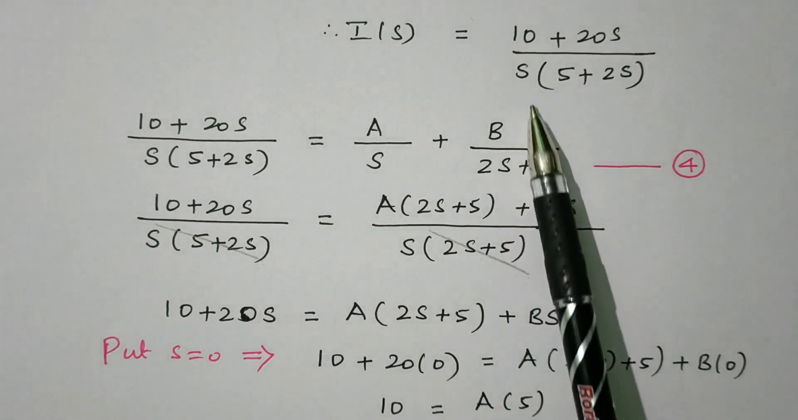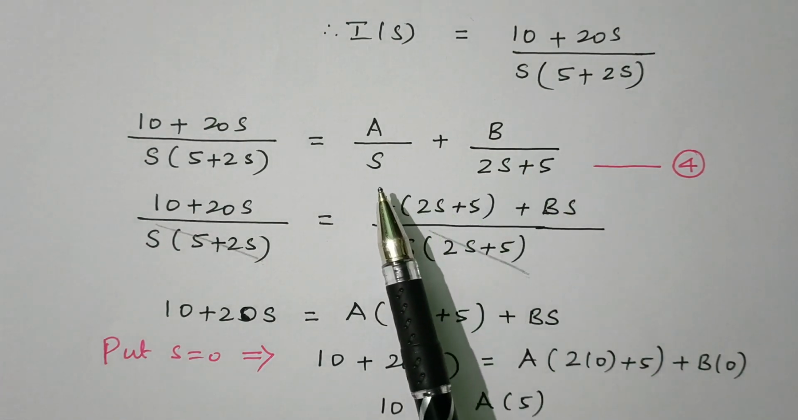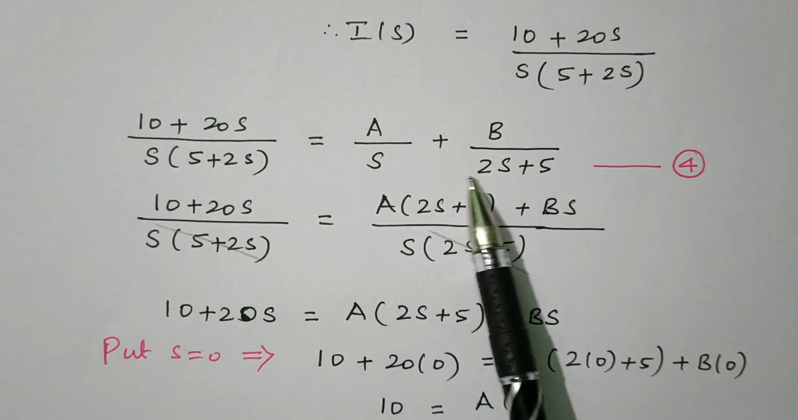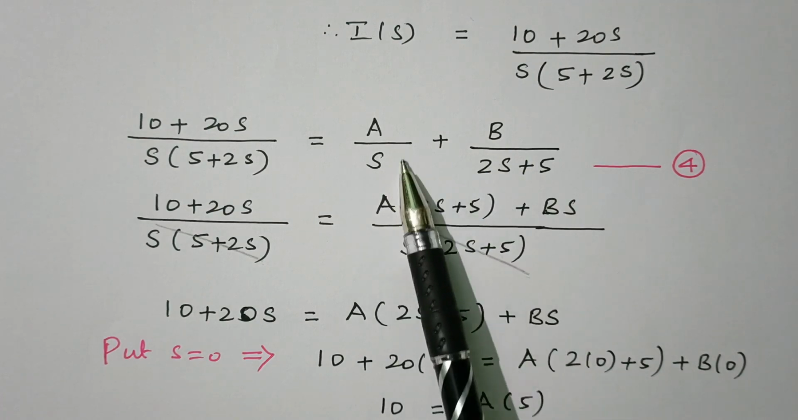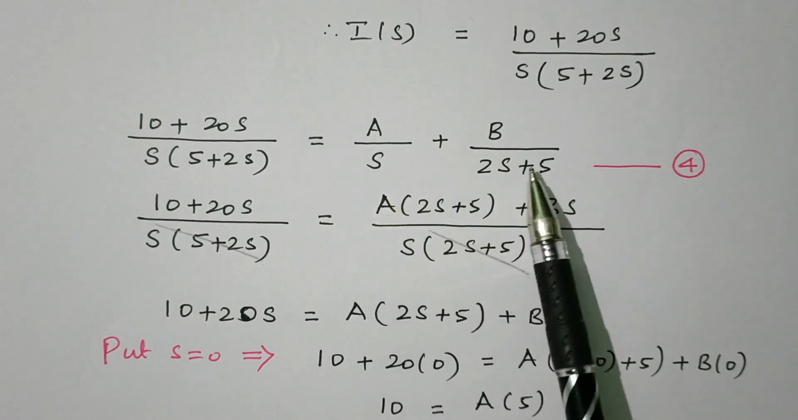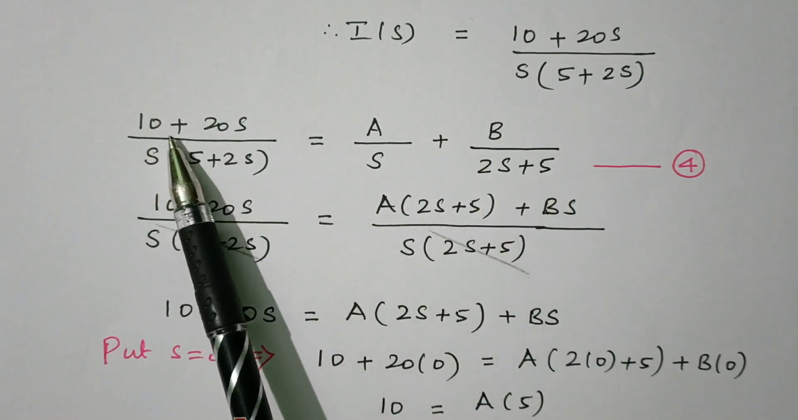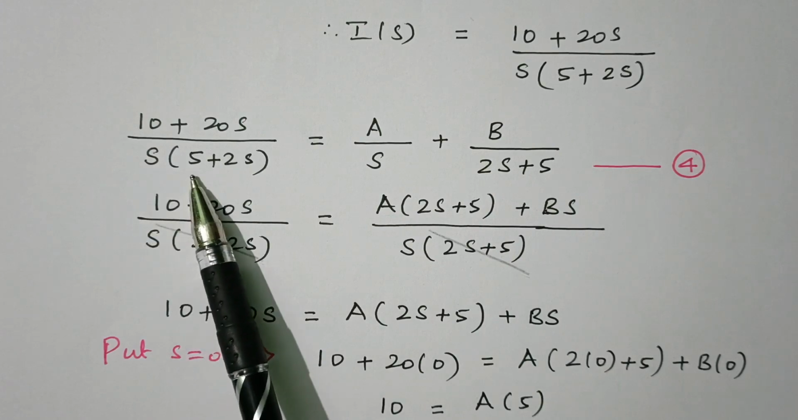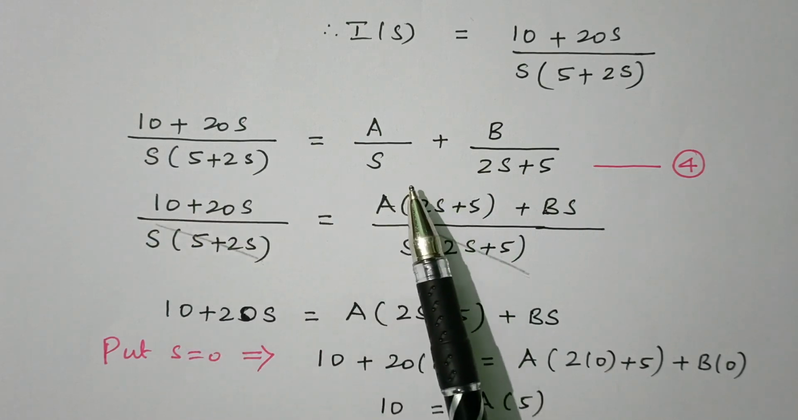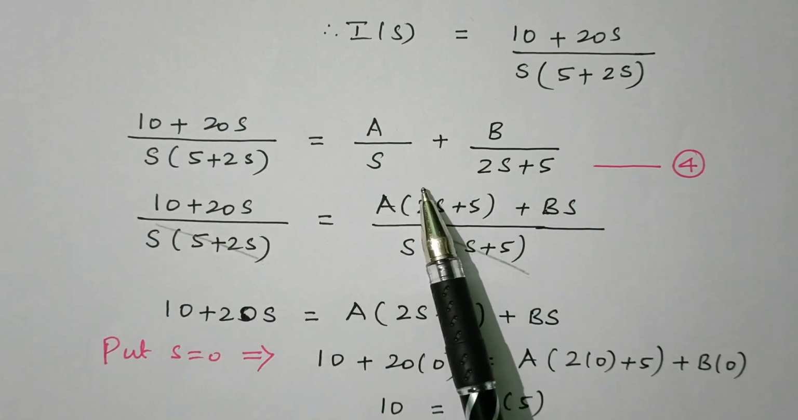So that this equation can be written by using the partial fraction technique. We need to split like this, so that this time we can easily take the inverse Laplace. Right? So (10 + 20s) divided by s(5 + 2s) equals, certain formats are available.